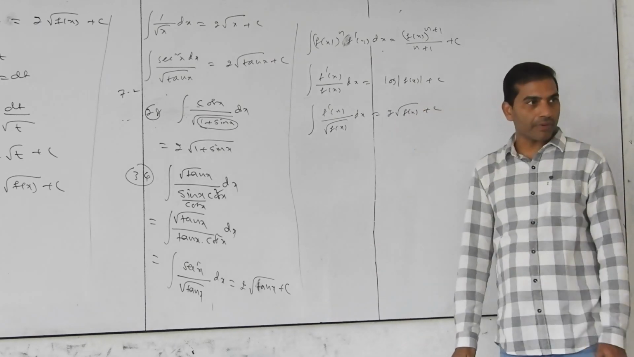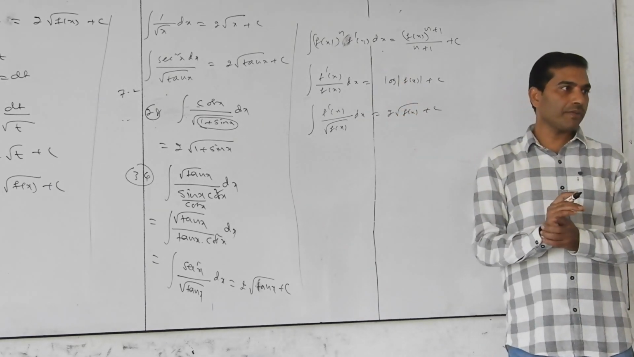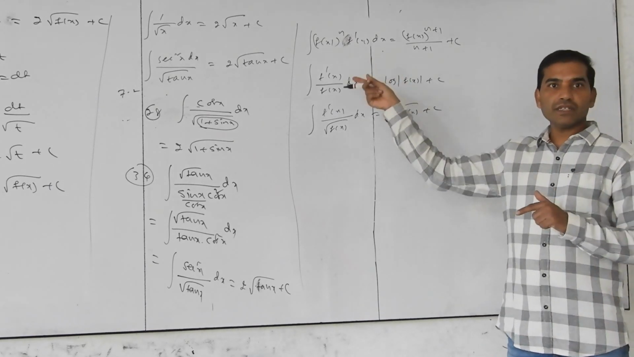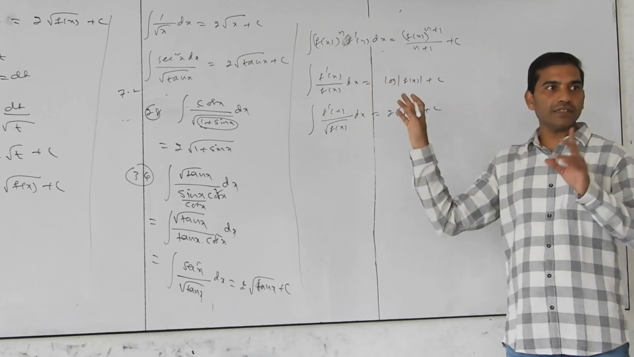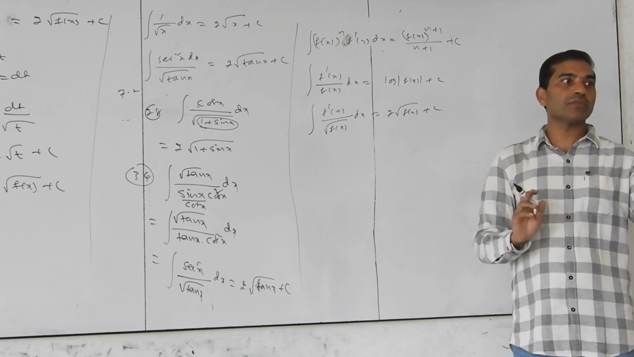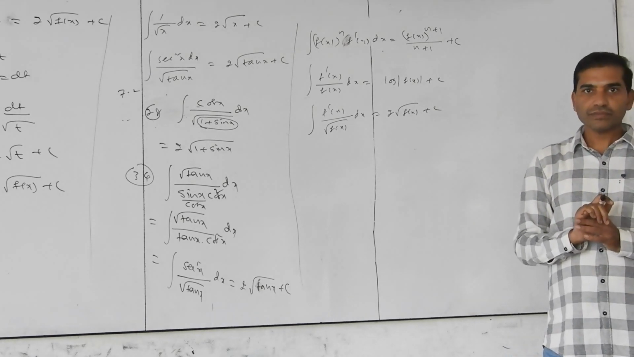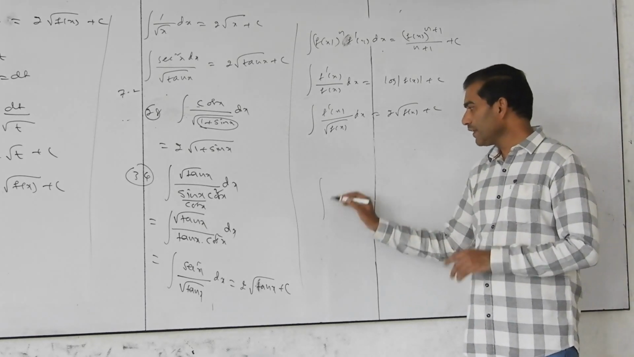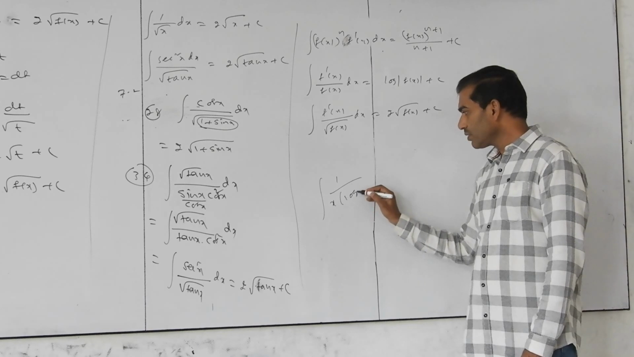While solving any problem, first you check these three methods. Check whether the problem contains these three formulas, then use this method. If it does not contain these three formulas, then use the substitution method. Are you following? Understood?